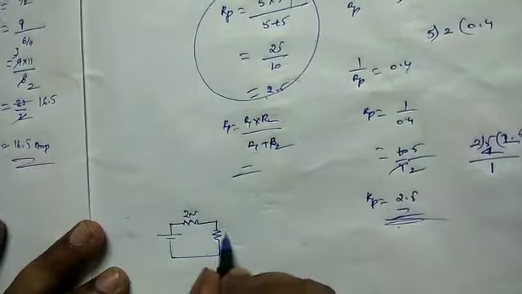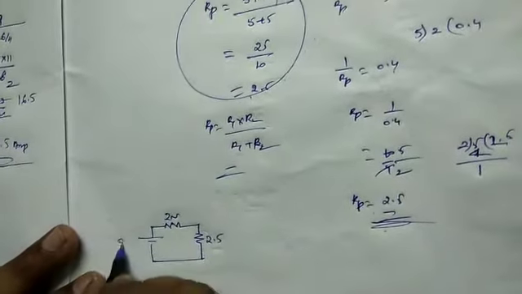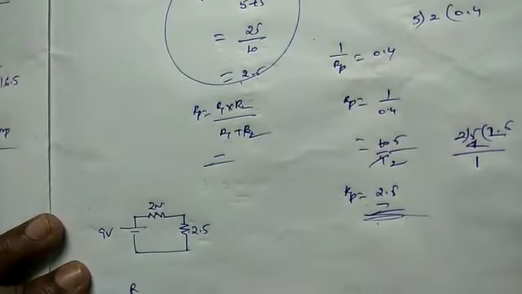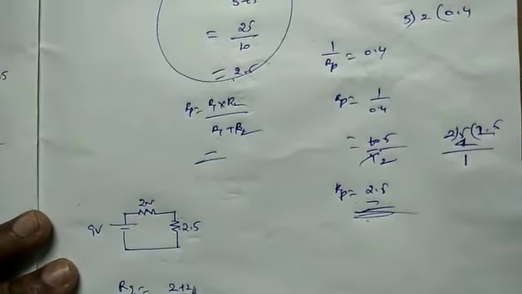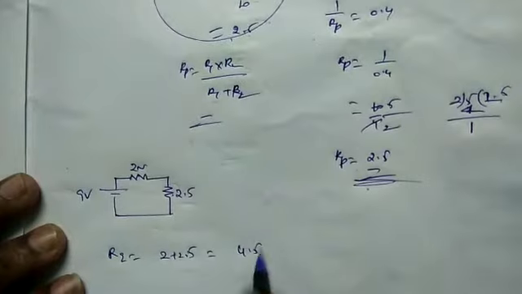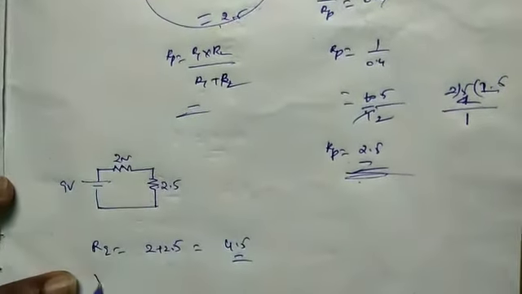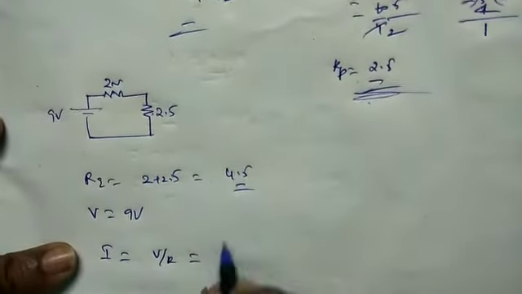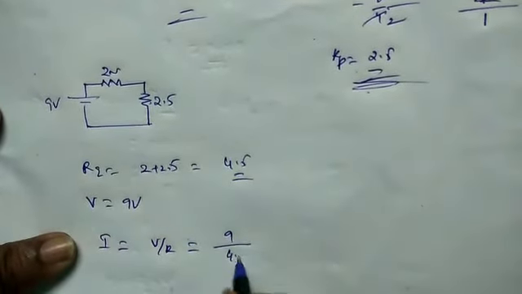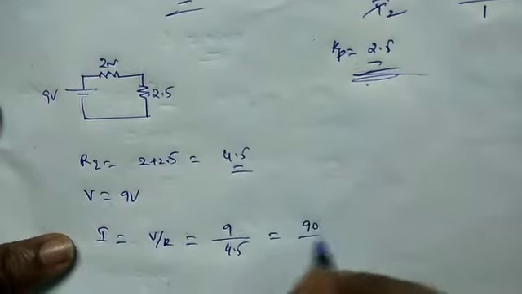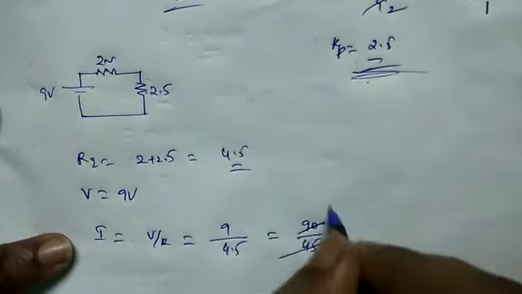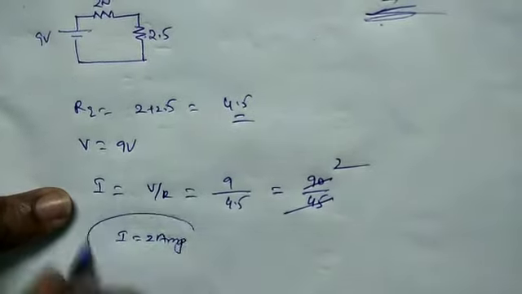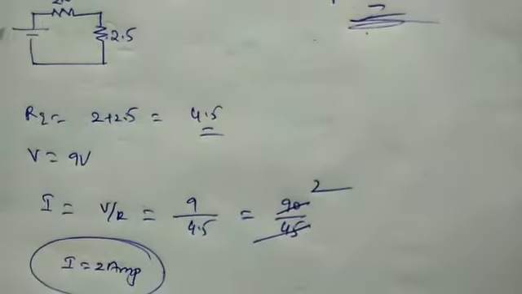This is 2 ohms. This is 2.5. This is 9 volts. Now what should be the resistance? R equivalent, these two are in series: 2 plus 2.5 equals 4.5 ohms. Now V is equal to 9 volts. What is the I? V by R. So simplify, 9 by 4.5 is equal to 90 by 45. 45 ones, 45 twos. I is equal to 2 amps.